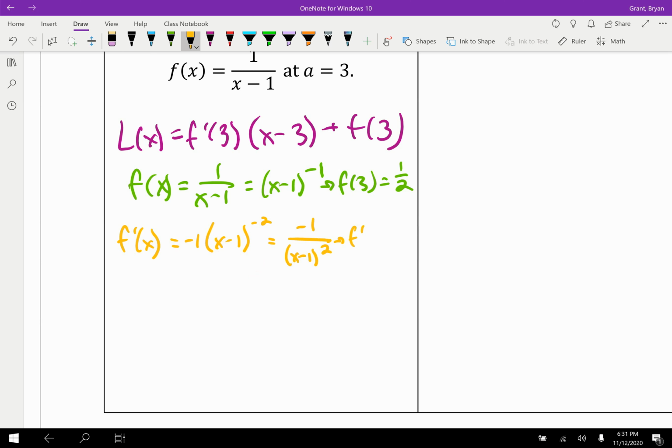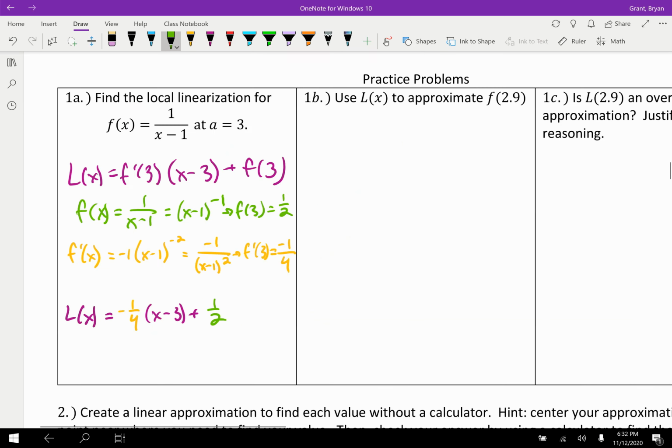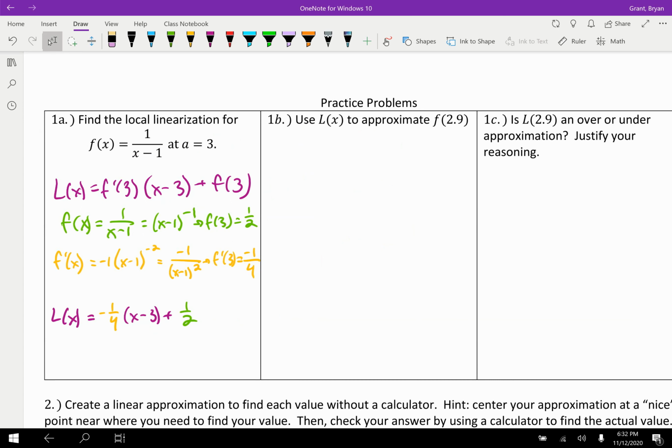All right, little mental math here, but I think you guys are up for it. If we substitute in 3, we get negative 1 on the top. 3 minus 1 is 2. 2 squared is 4. Final linear approximation, aka a tangent line, we get negative 1/4 times x minus 3 plus an f of 3, I think was 1/2. Nifty.